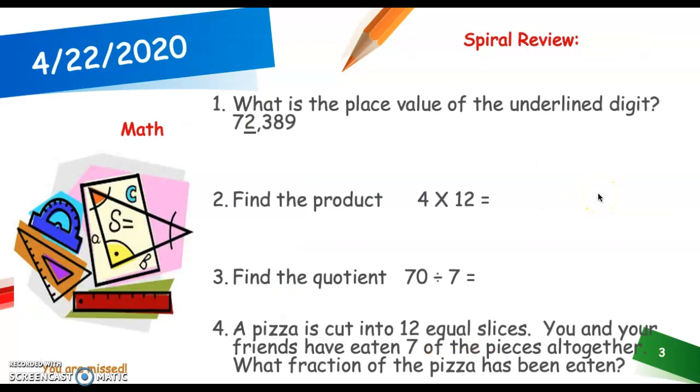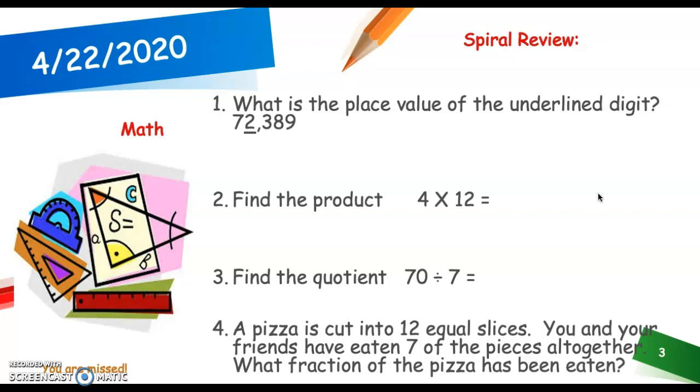All right, so for your spiral review today, just like we've been doing the past 2 days, we're going to start off with some type of place value activity or place value question, multiplication, division, and a word problem. All right, so let's go ahead and look at our first problem. The first one is talking about place value. Once again, something that is extremely important. So we are looking at this number and we're trying to find the place of the underlined digit, okay? But first, I think it's important that we say the number correctly.